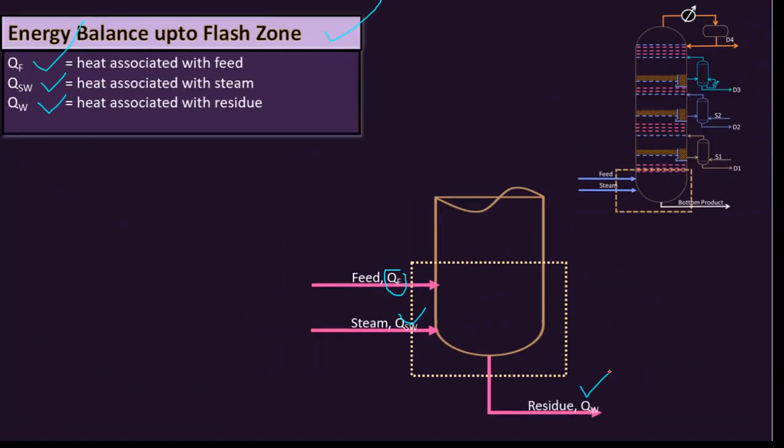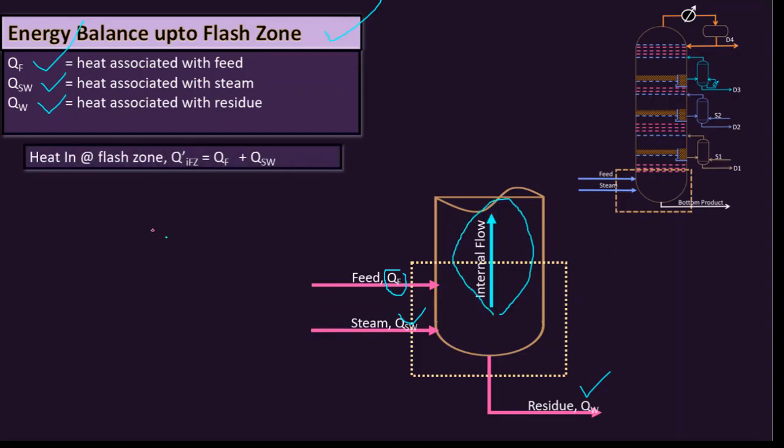After knowing these three parameters, the one that is left is the internal energy flow. This is also leaving the system. Our objective is to find out this amount of energy. How can we do it? Let us take it one by one.